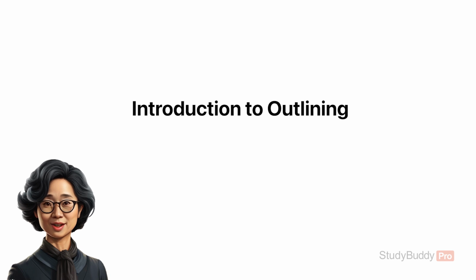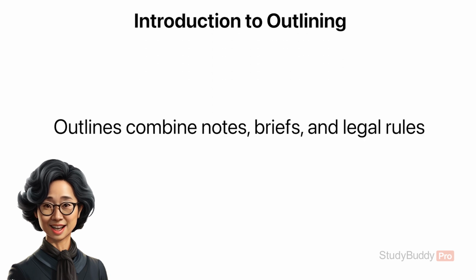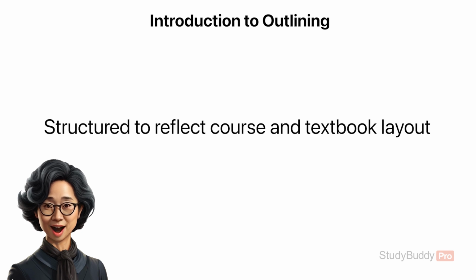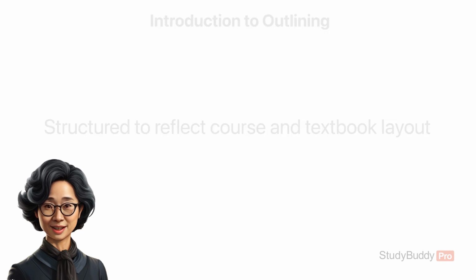An outline in law school combines your class notes, case briefs, and the black letter law into a structured format. It reflects the course's structure, often following the textbook's table of contents, and includes everything from rules and concepts to hypotheticals and case summaries. This approach helps students see how legal rules apply in real-world scenarios.